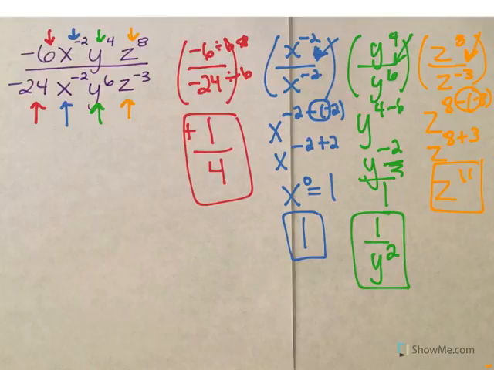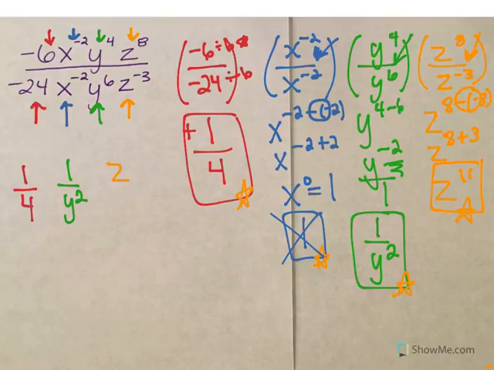So now we're going to combine all four of these final values to make our final expression. So we've got 1 over 4. We've got 1, which really everything multiplied by 1 is itself, so we can kind of just ignore this one. Then we've got 1 over y squared. And finally we have z to the power of 11. Remember to put it in fraction form, put it over 1.